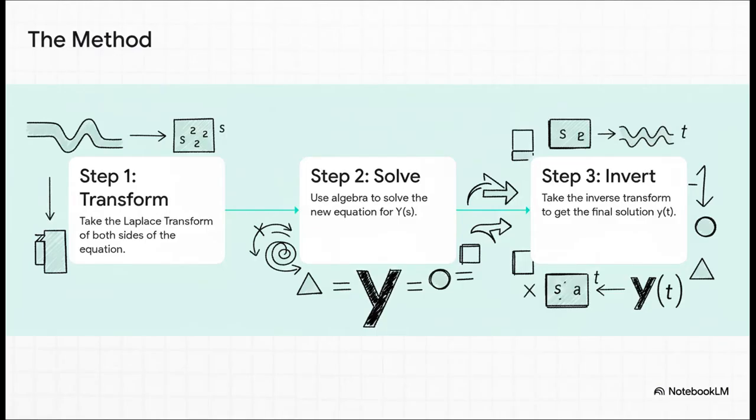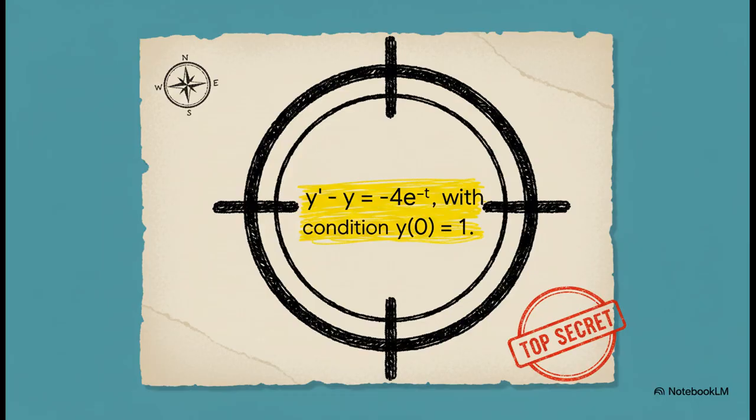The process is always these same three steps. It's like a recipe. First, we transform the entire equation, getting it out of the time domain and into the s domain. Second, we use basic algebra to solve for our function, which we call Y of s. And third, we invert the transform to bring our solution back into the real world, the time domain. Okay, here's our mission. We've got to solve this initial value problem. We have a first-order differential equation, and we're told that our starting point, y at time 0, is 1. So let's fire up the machine.